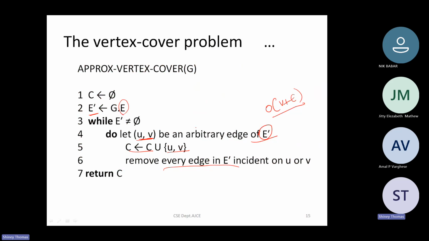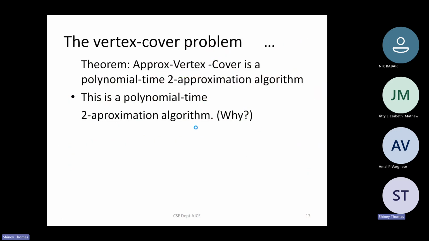Let UV be an arbitrary edge of E prime. What is the meaning of that? You randomly pick some edges from E prime, right? So എടുത്തെടുക്കുന്ന edges നെയാണ് നമ്മൾ set A എന്ന് വിളിക്കുന്നത്. You can see you have a set of edges that this approximate vertex cover algorithm picked. Okay. Line number 4, set of edges that the approximate vertex cover algorithm picked.